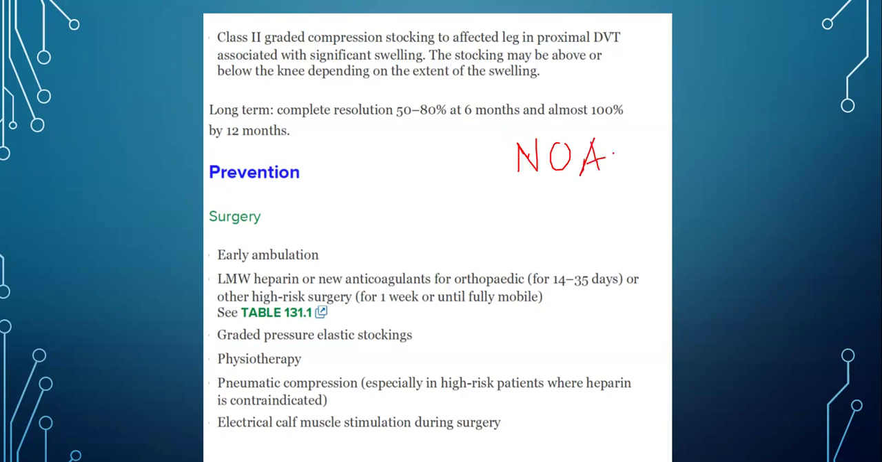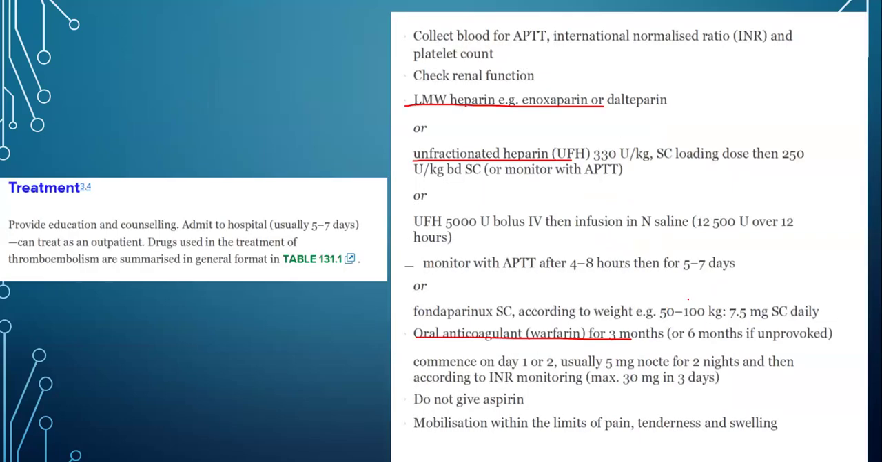So newer oral anticoagulants such as apixaban, rivaroxaban, or dabigatran, same as pulmonary embolism, guys. So that will be the treatment of choice. Okay, not heparin and warfarin anymore.